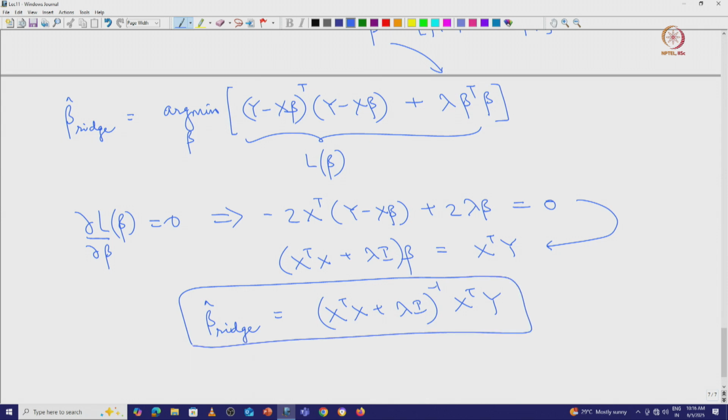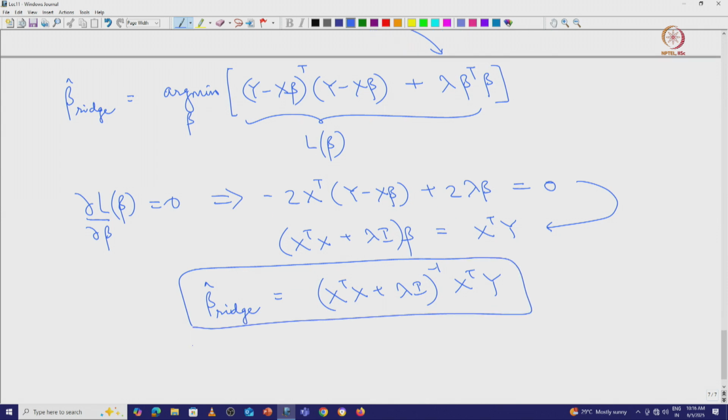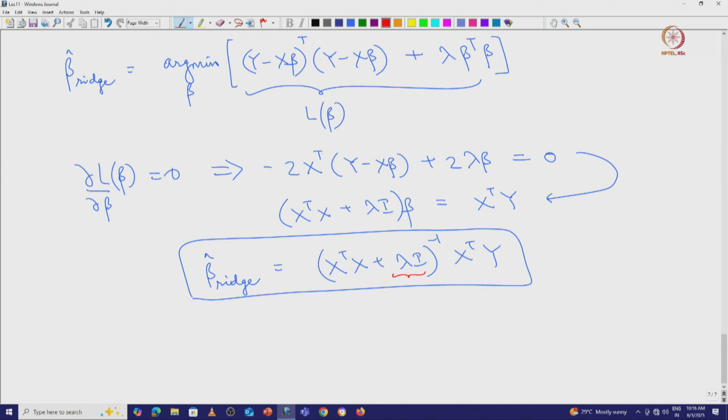So this looks fairly similar to what we got in the case of the usual linear regression, except for this term which obviously accounts for the regularization term, and you can see that if lambda equals 0, this expression reduces to the usual (x transpose x) inverse x transpose y that we had encountered earlier.